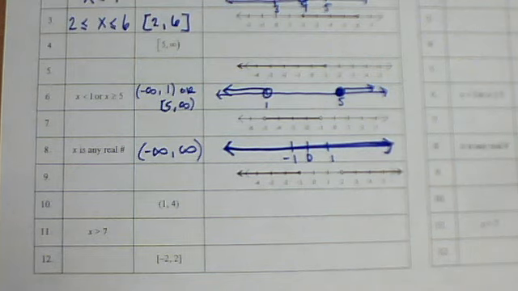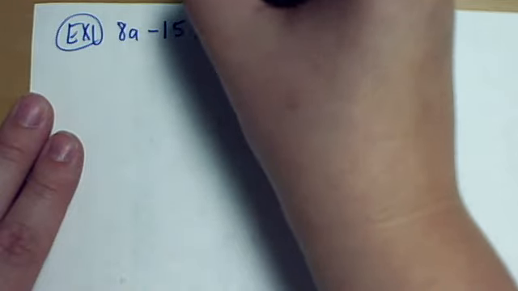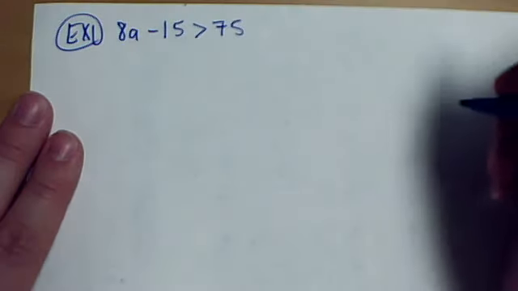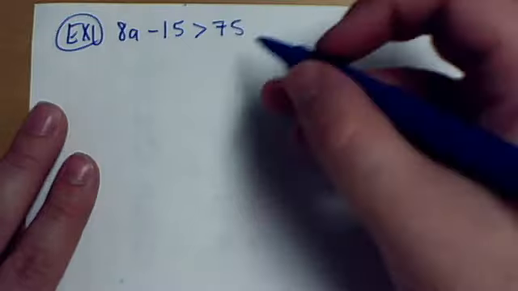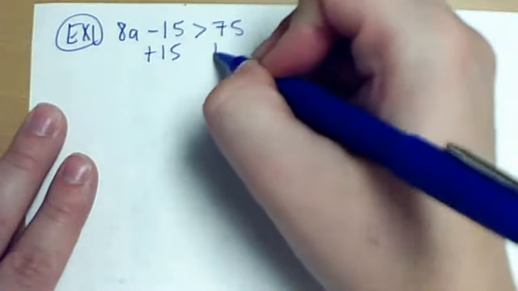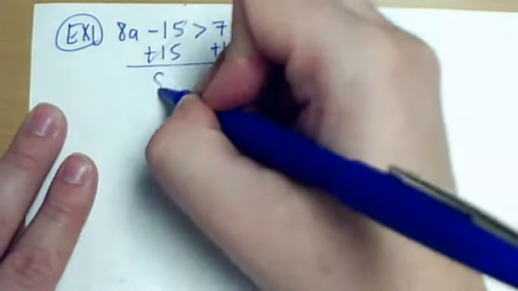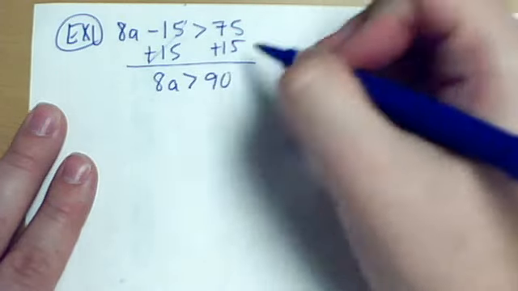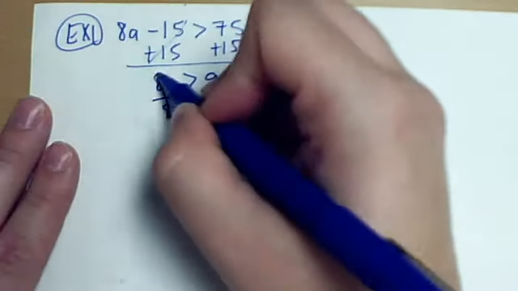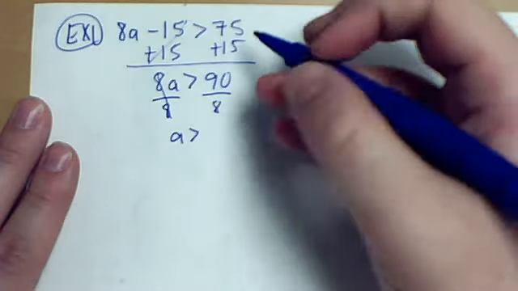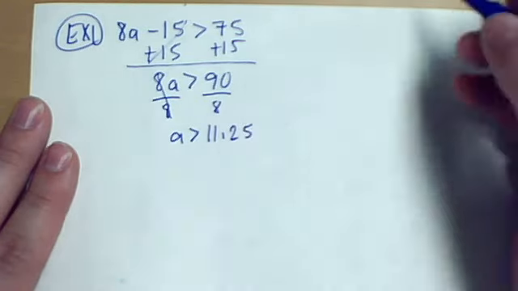Okay, now I'm going to flip this over and we're going to do a couple examples that are going to be more like what's on your homework. If I have 8a minus 15 greater than 75, I'm going to solve this like I normally solve an equation. So add 15. So 8a is greater than 90. Okay, then from here, divide by 8. So a is greater than 11.25.